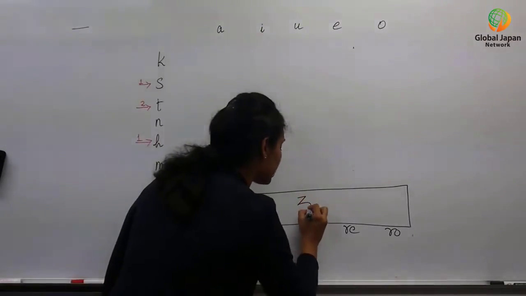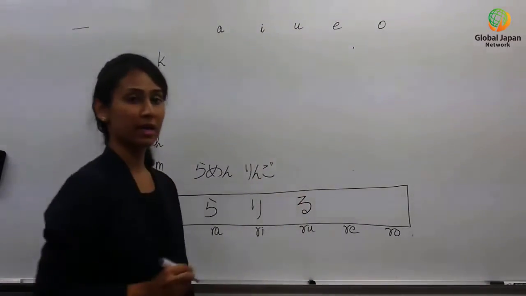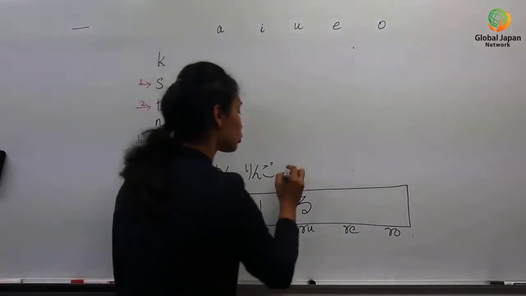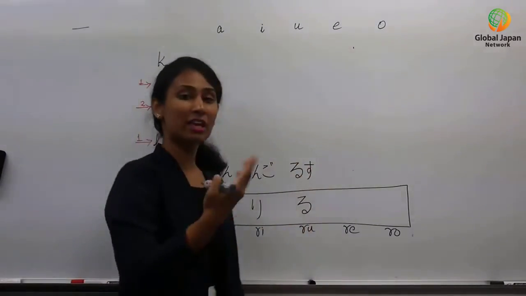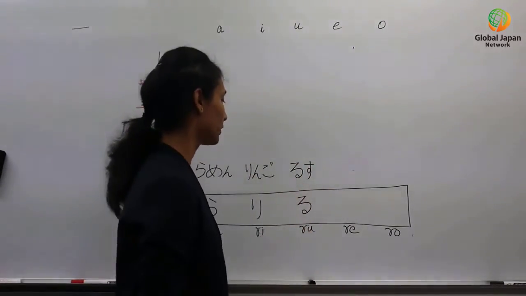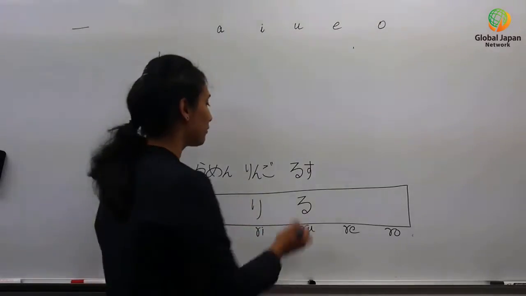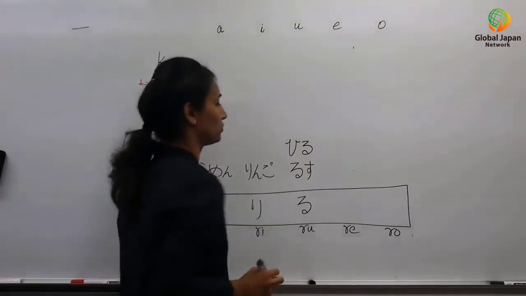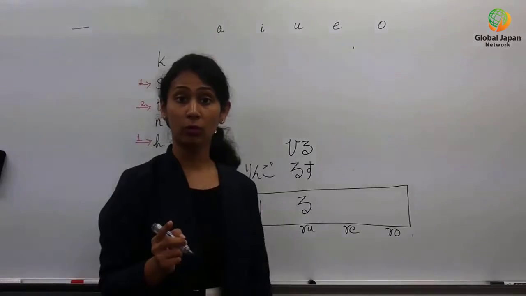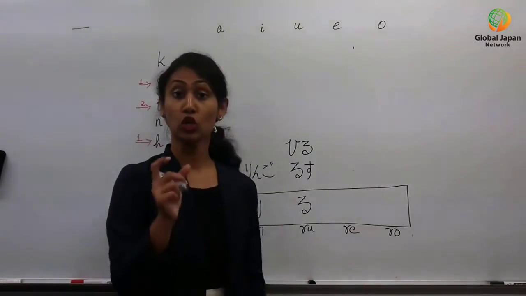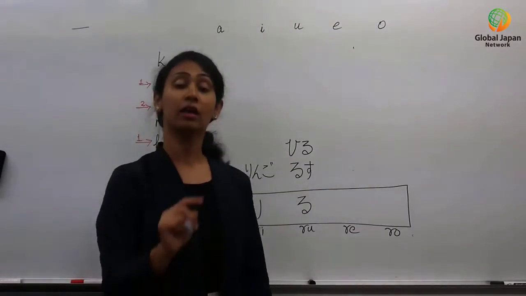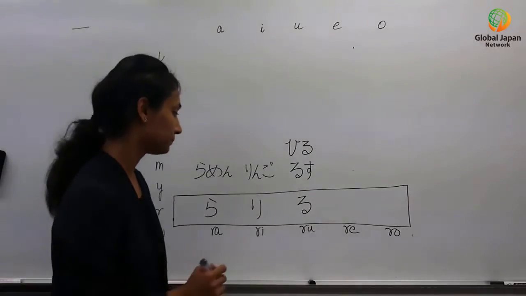Ru. Ru is this. Example word: rusu. Being away from home, rusu. Or I'll give you another easier example for this: hiru. If you remember, you learned a word just now. Yoru means evening, hiru means afternoon.